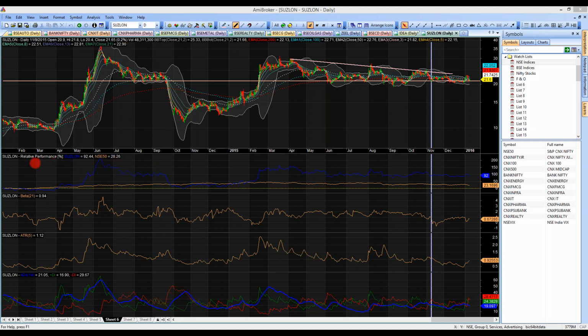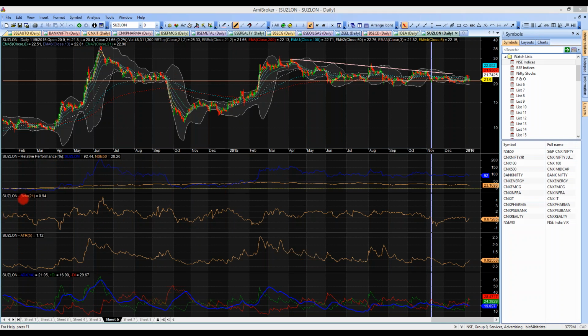So the first one is the relative performance indicator. Basically, to keep it very short for now, relative performance is how, from the beginning of this chart that you're seeing here, the stock versus a benchmark, and the benchmark is the Nifty, have comparatively behaved. All right. So I will talk about this in detail later.